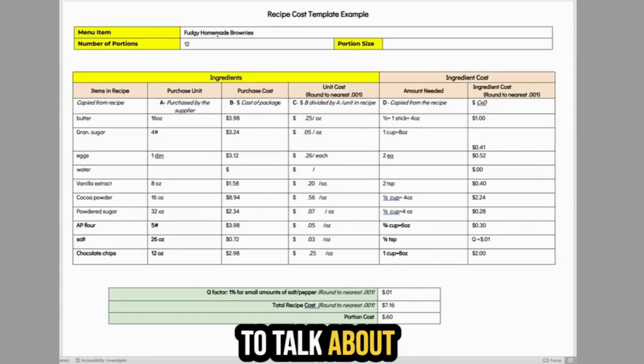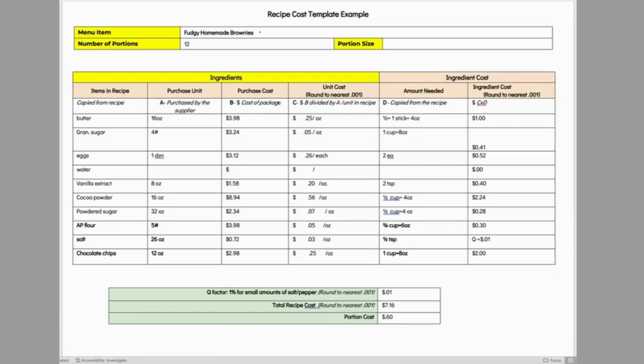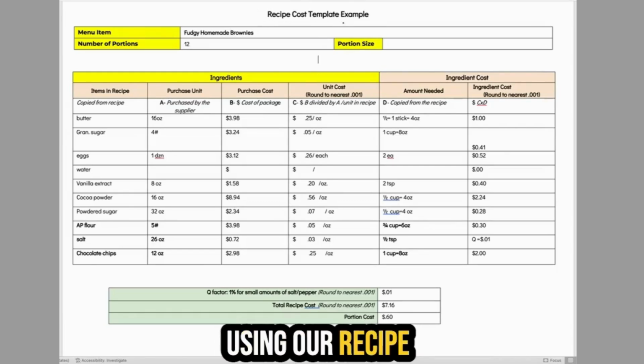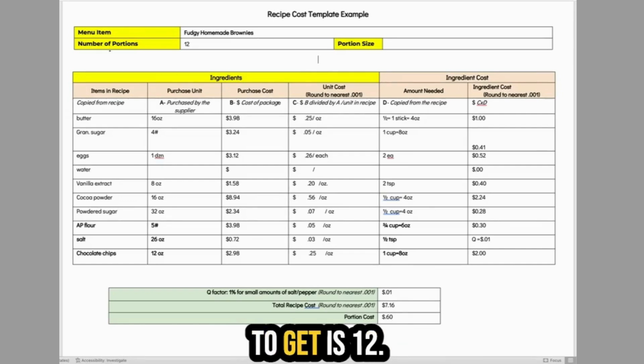Okay, today we're going to talk about recipe costing. We're going to be using our recipe cost template example. Menu item is fudgy homemade brownies, and the number of portions we're going to get is 12.